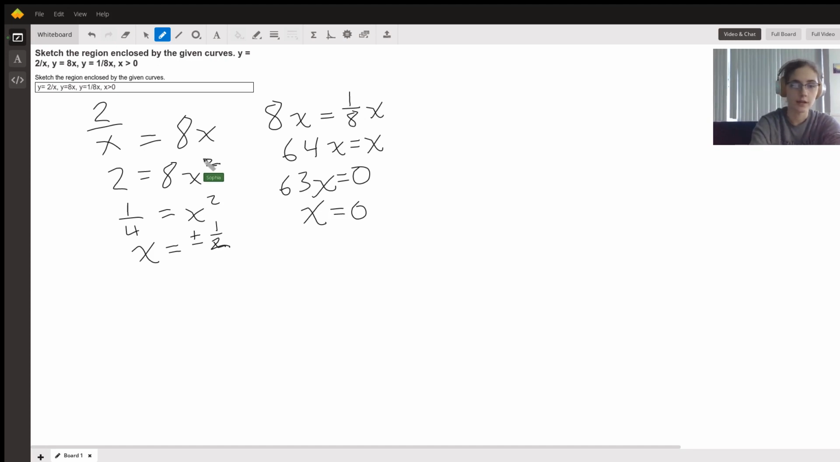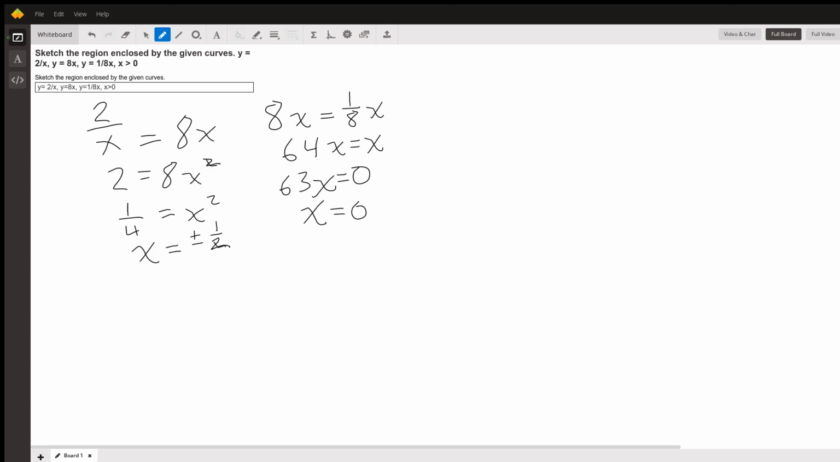And then the last ones, we've got to do the first guy and the last guy. So 2 over x equals 1/8 x. Multiply by x on both sides: 2 equals 1/8 x squared. Then multiply by 8 on both sides: 16 equals x squared. So x is plus or minus 4. This is important so that we can find how big our graph needs to be. The x-axis has to be at least 4 in each direction because that's where those two intersect. So let's keep those numbers in mind: plus or minus 1/2, 0, and plus or minus 4. I'm going to erase everything, but remember those numbers.